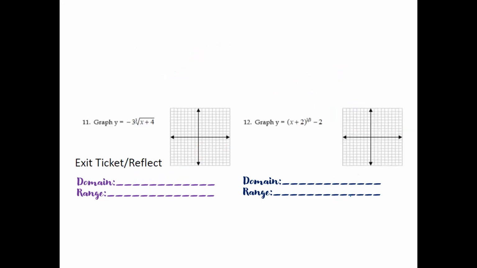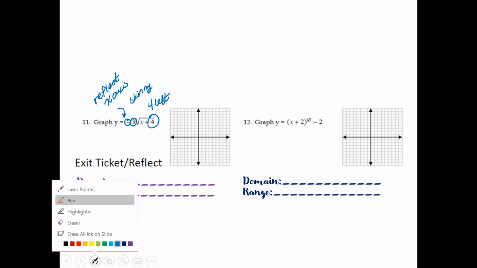All right, let's go into number 11 and number 12. So for number 11, it's still a cube root. Notice that. So you have a 4 that's inside the cube root. So that's 4 to the left, okay? You have a 3 right here, which means it's gonna be compressed. So it's gonna be a skinnier graph. But then do you also see how there's a negative right there? That negative means that you have to reflect over the x-axis, which means you just flip it.